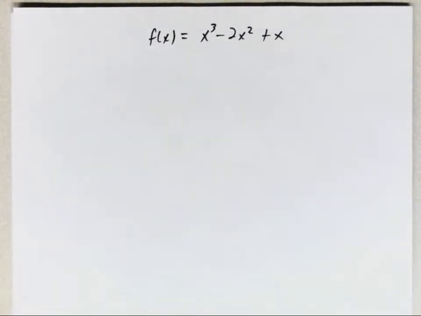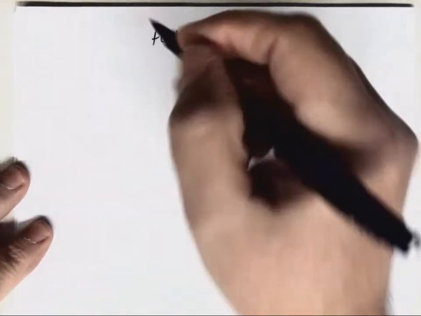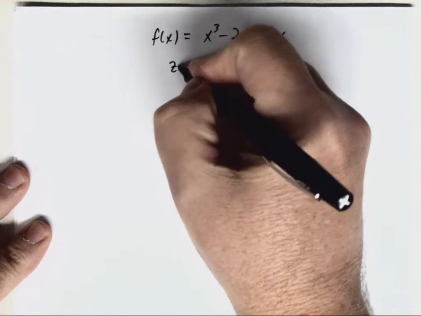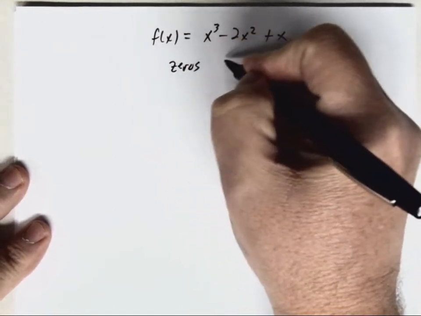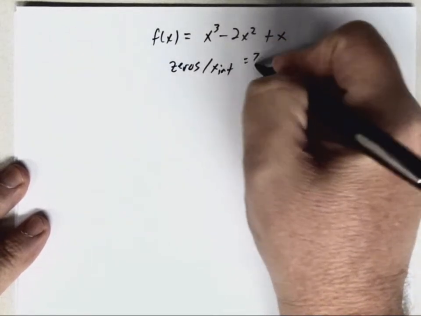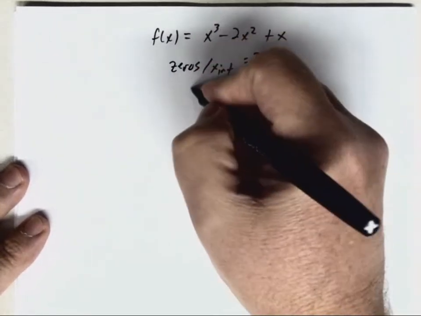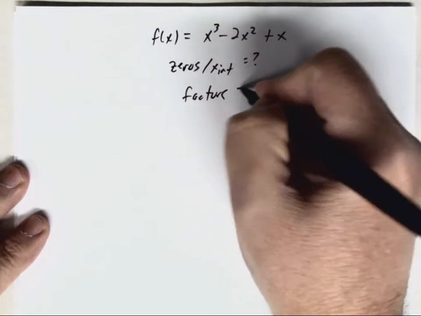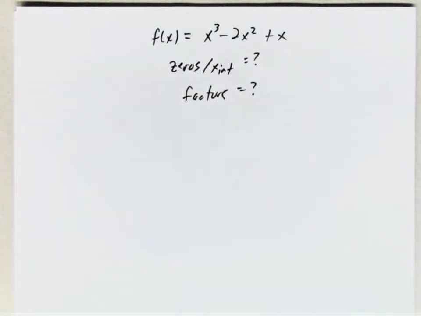So now, let's determine the zeros of this, or we could say the x-intercept, same thing. And for this problem, we'll just ask for the factors. To determine these kinds of things, we're going to always have to factor. If we can't factor, we can't really answer these questions. So hopefully all of you remember how to factor.